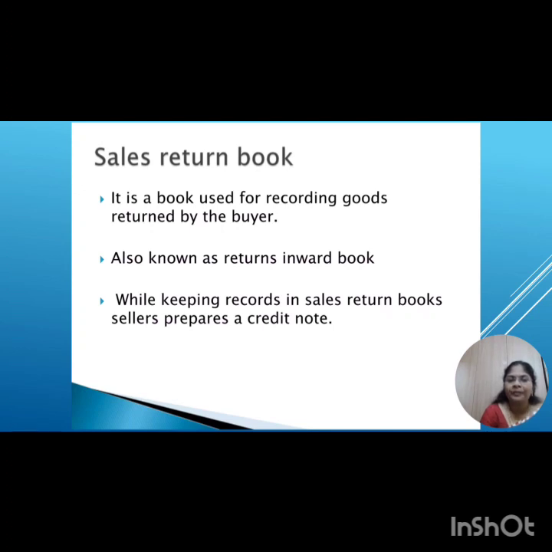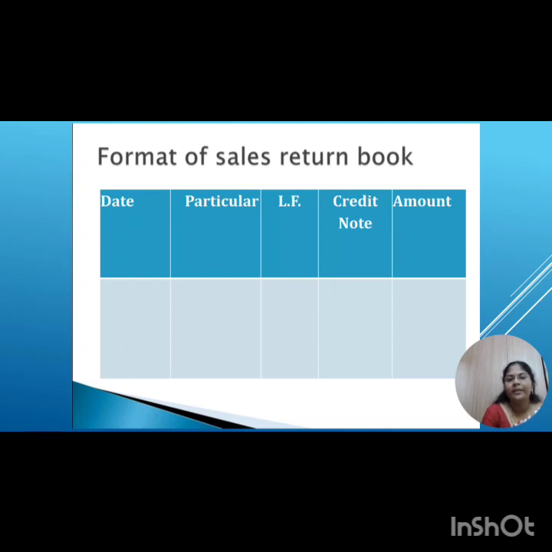Also, the other name for such sales return book is return inwards book, because the goods are coming inward to the business. So it is known as the sales return inwards book, or simply we can say return inwards book. While keeping records in the sales return book, the seller prepares a credit note. So this is the format for sales return book: date column, particulars column, ledger folio, and credit note will be the extra column, and the last one is the amount column.